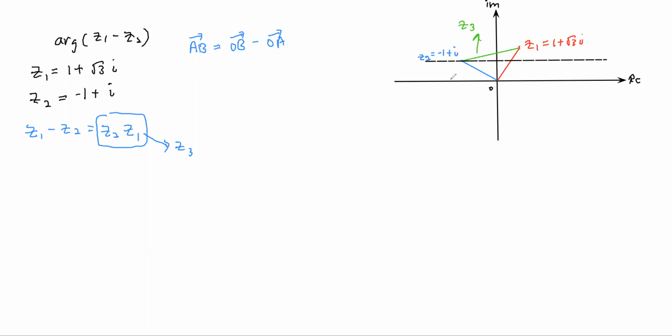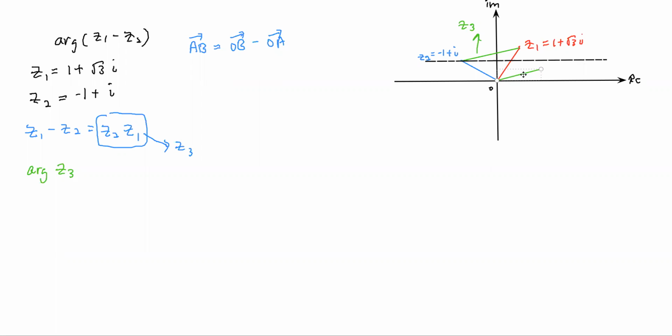What are we finding at the end of the day? What is the argument of Z3? We're trying to find the argument of Z3. The argument of Z1 minus Z2 is actually the argument of Z3. But Z3 is not exactly here, because I'm just trying to think of it as a vector. Z3 should be somewhere here.